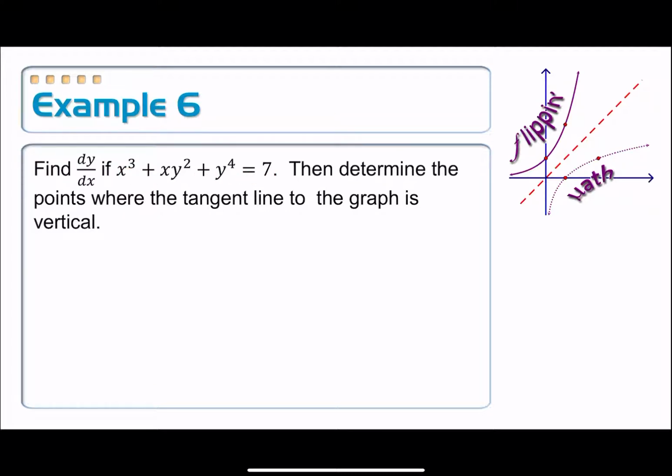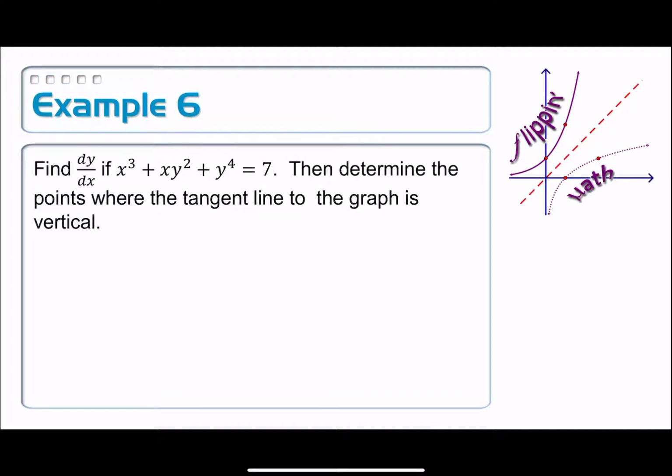Why do I have to differentiate it implicitly? Because we got a y squared in here. We have a y to the fourth. This is not going to be a function of x. It's going to be at least 1, maybe 2, maybe 3, who knows? Maybe 4. Then determine the points where the tangent line to the graph is vertical.